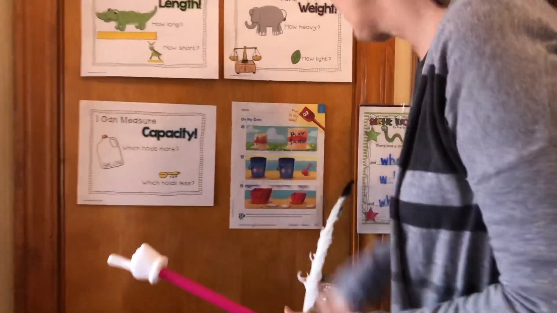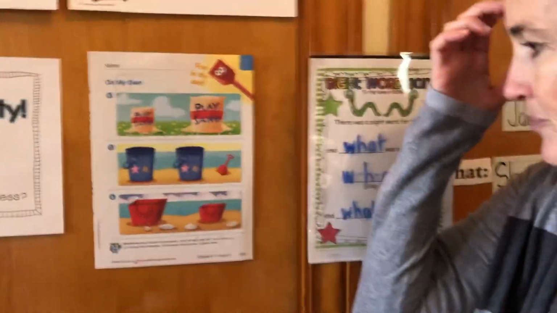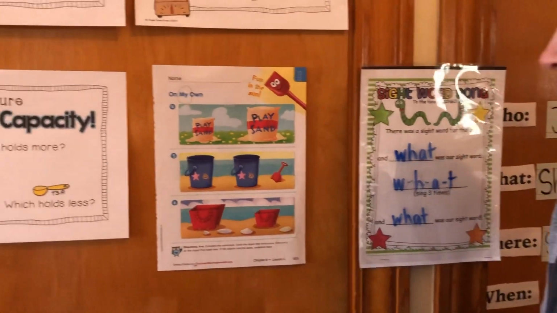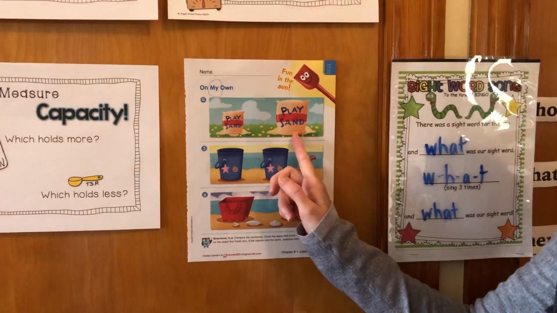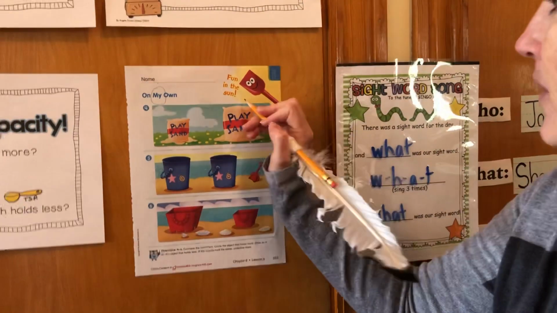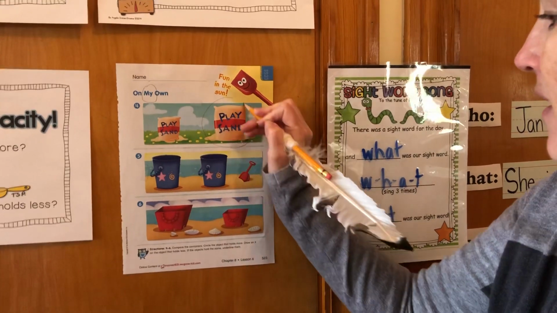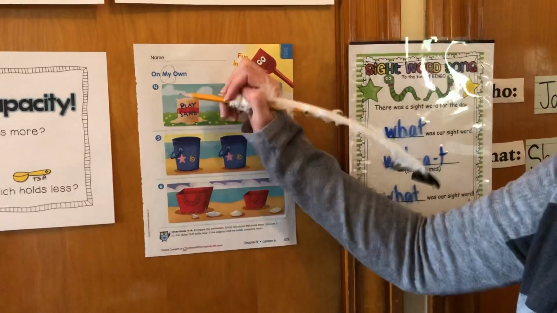Okay, number 4. Compare the containers. So we have 2 bags of sand. Circle the bag of sand that holds more. So do you think I should circle the one on the left or the one on the right? The one on the right. Ooh, the one on the right. Then it says, draw an X on the object that holds less.